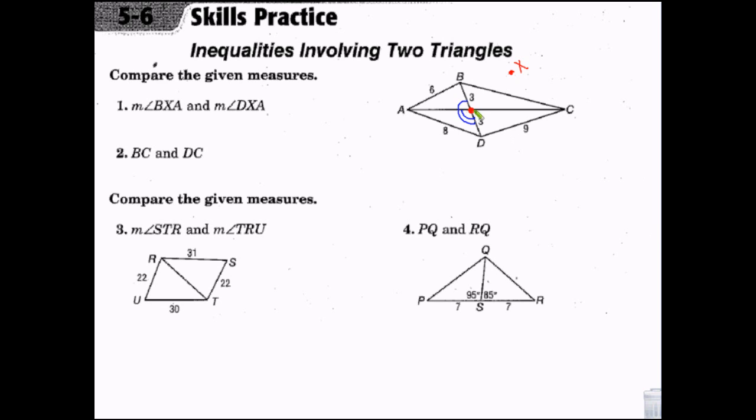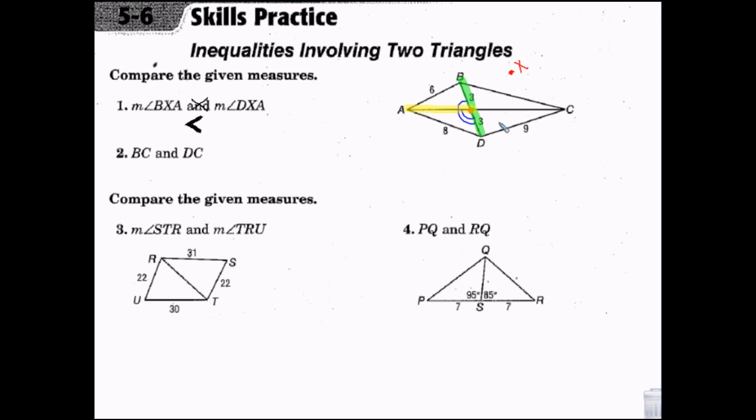So I need to look at the 3's. They are the same, right? And then this is the same. So the 6 and the 8 are what I want to look at. So DXA is larger. Yeah. So if you want, you can just do this. BXA is less than DXA. You can cross out the and put in the less than. That's okay.